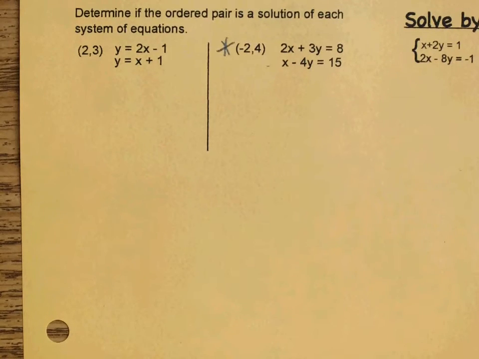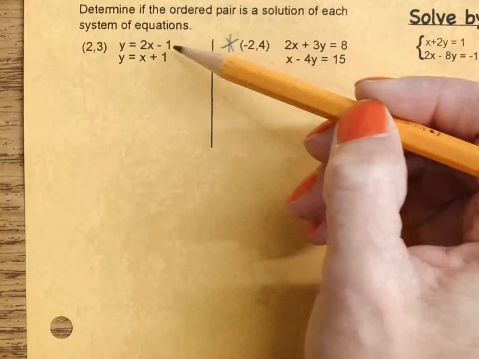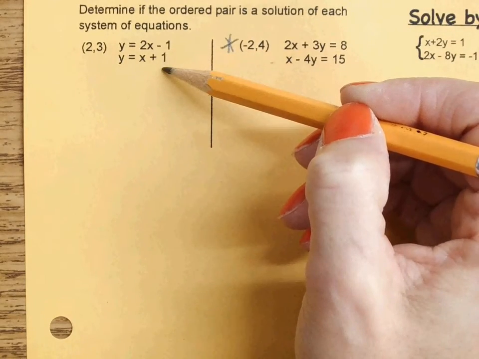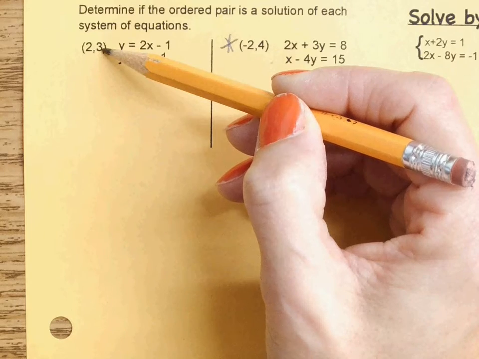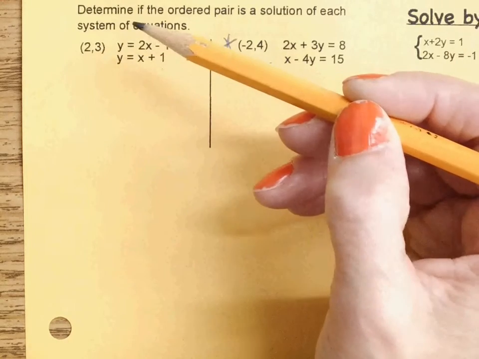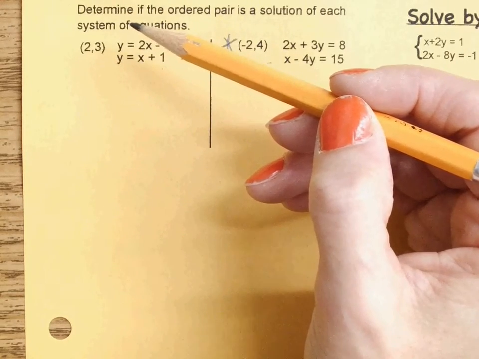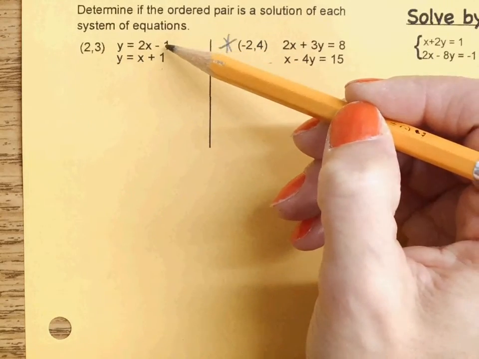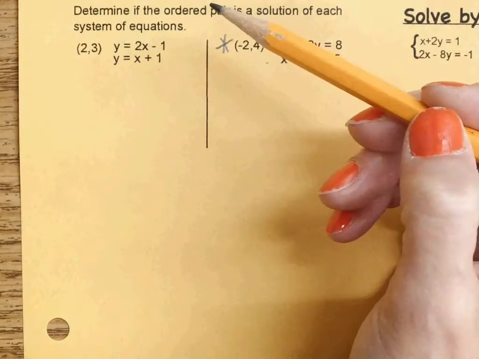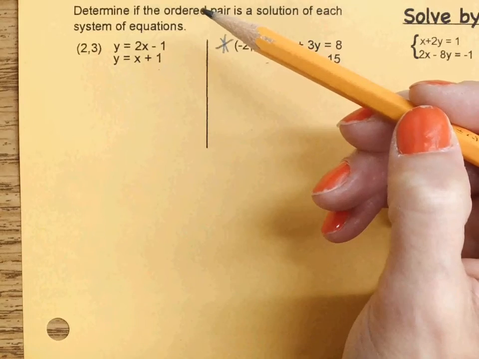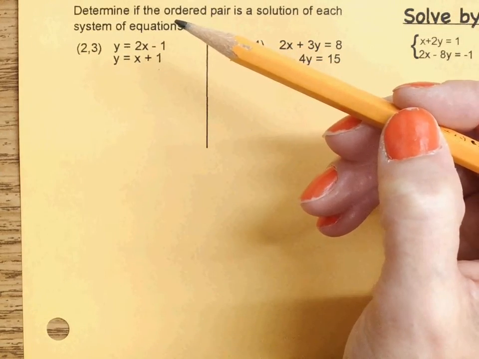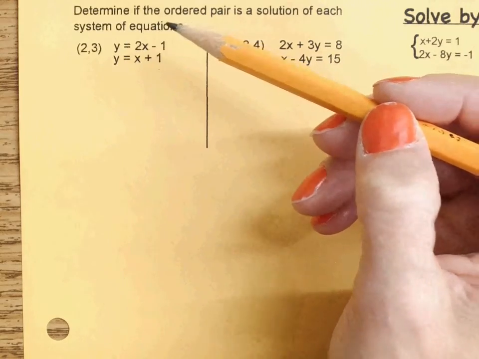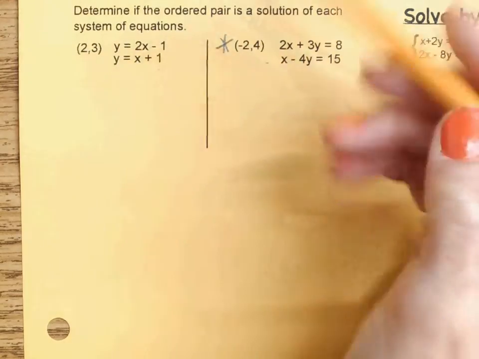So what we're looking for is we have our two equations, we have our ordered pair, and we want to know if this is a solution or not. There's a couple different ways that you can do this. You can go ahead and graph these two equations. You could solve by setting them equal to each other. That's another way to do it and figure it out. Or you can go ahead and substitute each one into the equations.